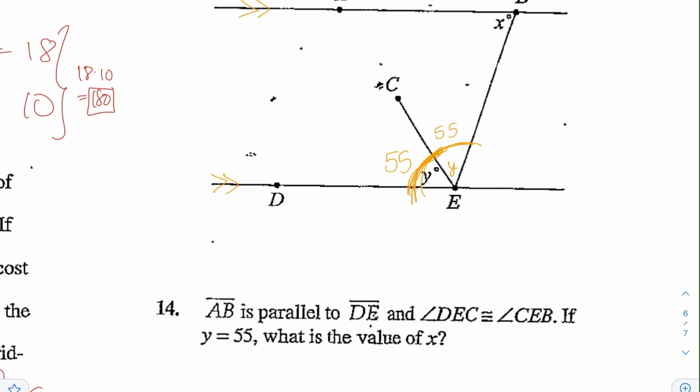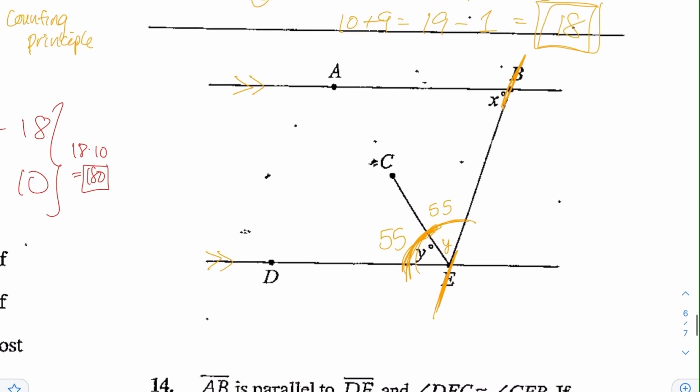Now to get to the value of x, you can actually extend line BE, because angle DEB is 110 degrees if you add this up. And that's going to be the same as this angle up here. So these are called corresponding angles, and corresponding angles are congruent.